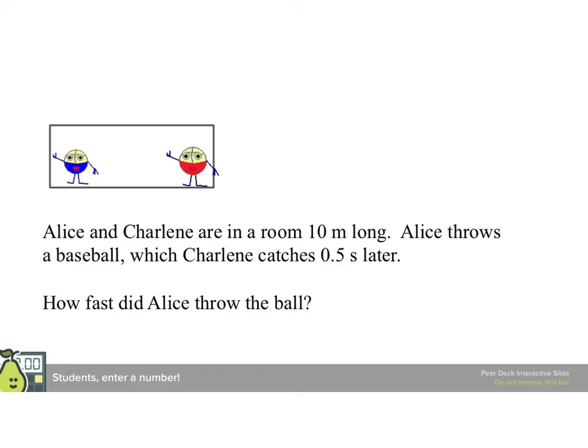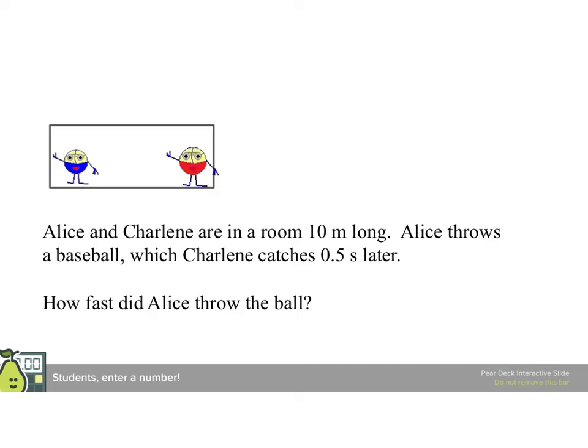We're going to build our own constructed thing, a little bit contrived. Imagine that Alice and Charlene are in a room that's 10 meters long, and Alice throws a baseball, which Charlene catches half a second later. So, pitcher, and Charlene catches it. And it takes half a second. And the question is, how fast did Alice throw the ball? Don't overthink this. It's a pretty easy calculation, but try and work it out.